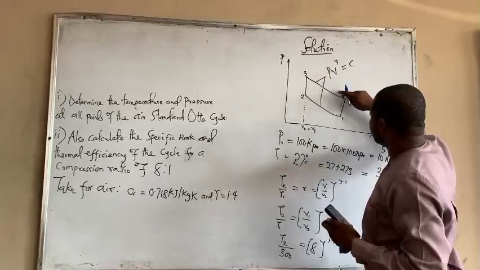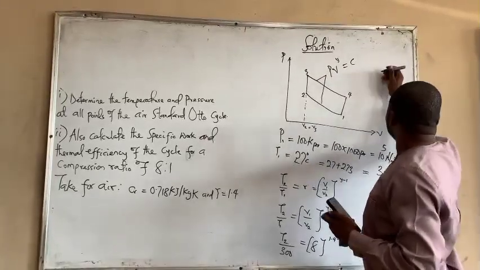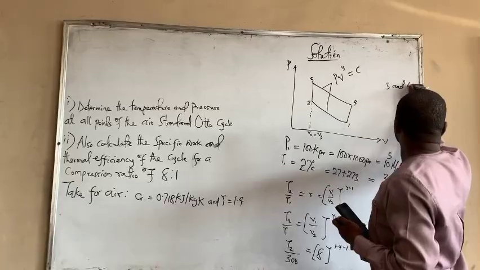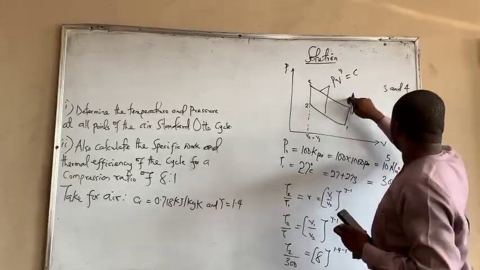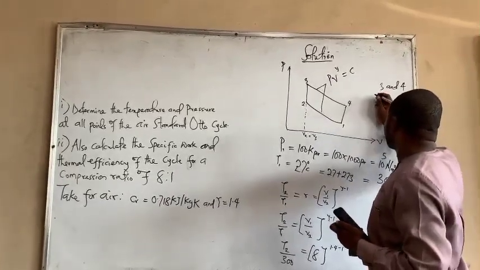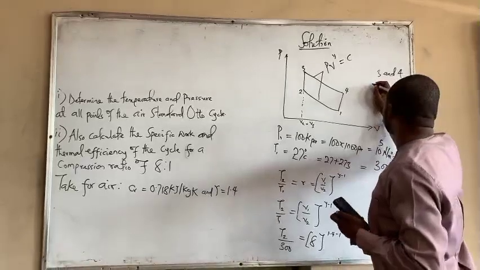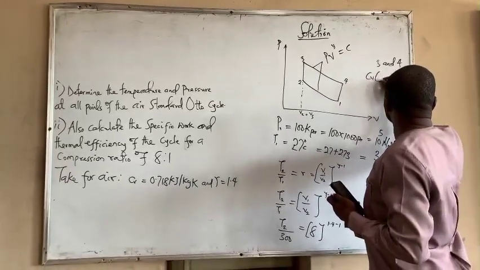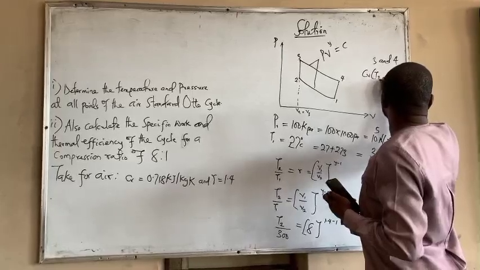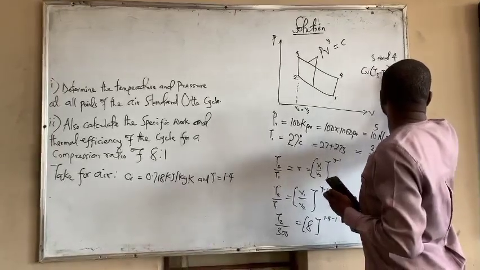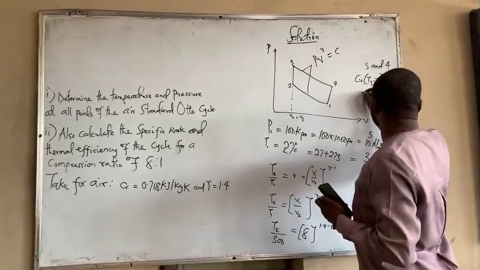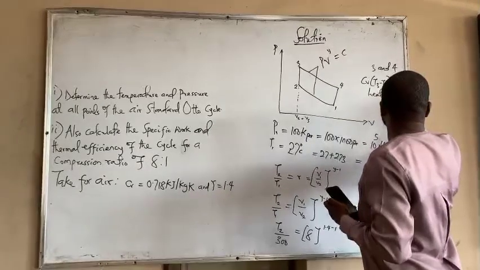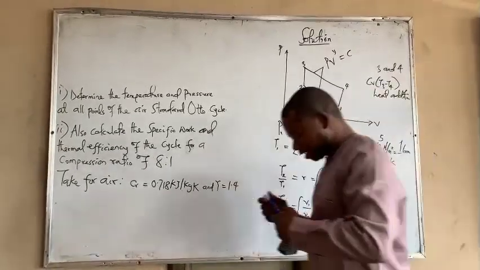Heat is equally added at this point. Between 3 and 4, you have heat addition, meaning that if you have to get the amount of heat that is added, it's going to be Cv into bracket T3 minus T4. Okay? That is our heat addition. But we are getting there gradually.